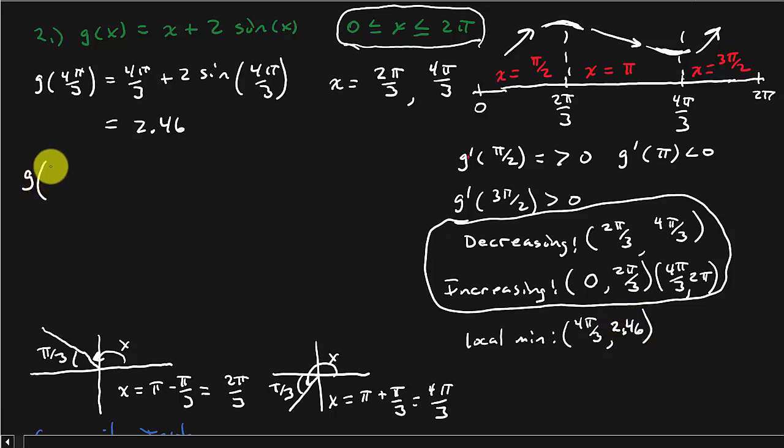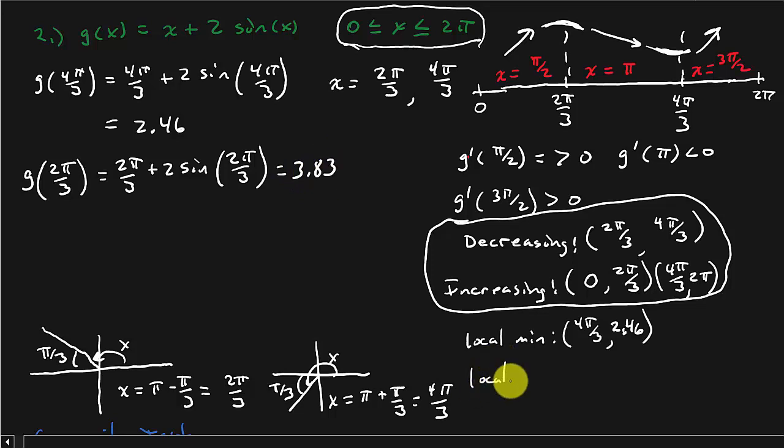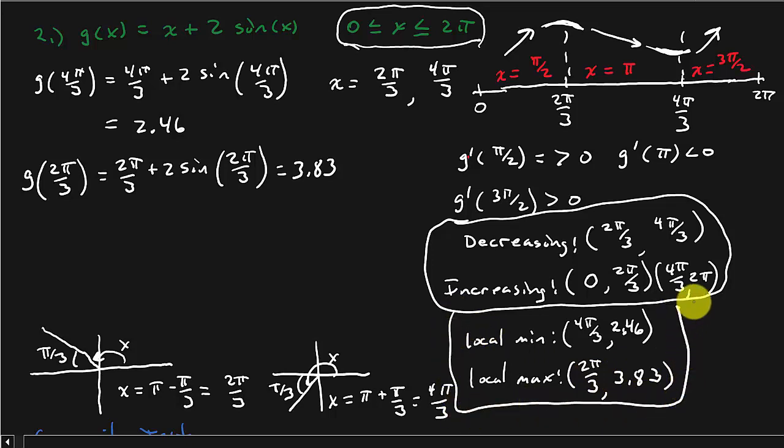And then we have g of 2 pi over 3. So that's going to be 2 pi over 3 plus 2 times sine of 2 pi over 3. And that is going to give us 3.83. And so our local maximum is 2 pi over 3, 3.83. And there's your local max and min. All right.